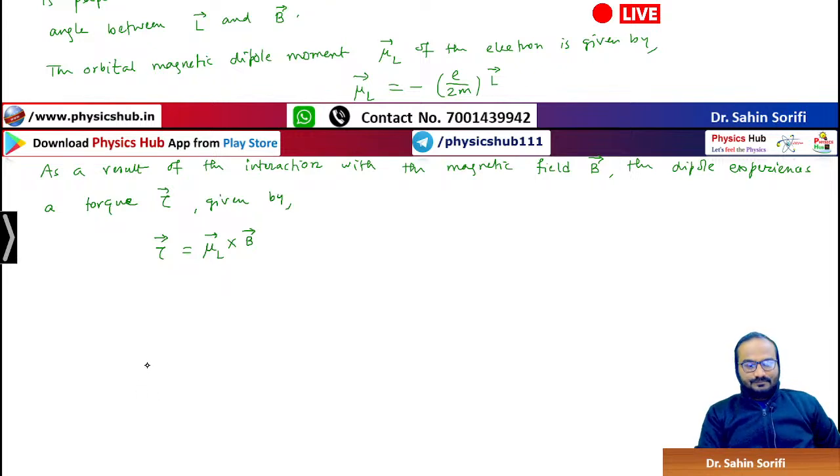Okay. Now you see, what will be the direction of the torque? It is the cross product of mu L and B. So it will be in a direction which will be perpendicular to both mu L and B. Okay.